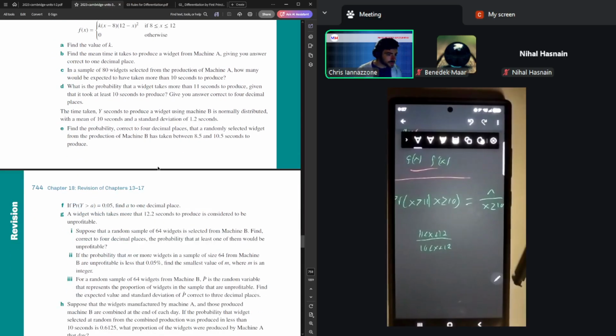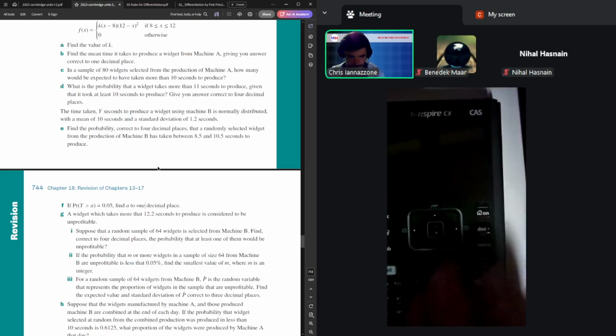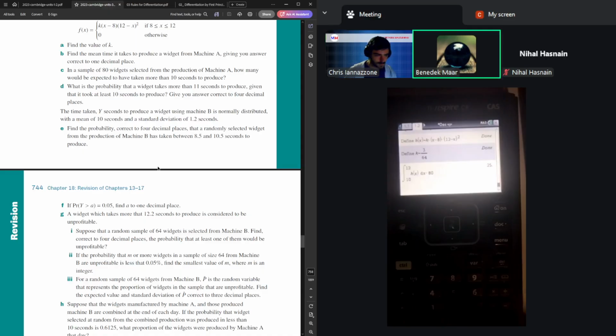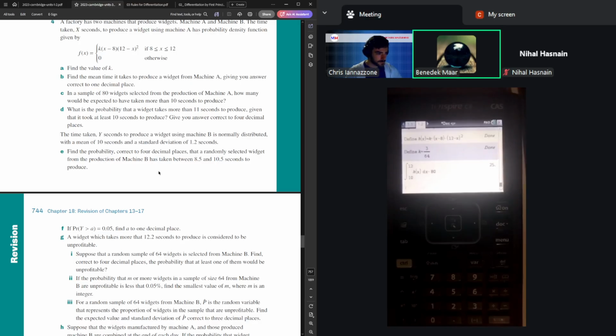Next up, if the probability of y greater than A is equal to 5%, find A correct to 1 decimal place. Haven't done this one before. Does anyone remember how we might do it? It's the integral of the function. Make A the lower bound. Yep. So for A as it equals 0.05. Pretty good. What function? The standard deviation function.